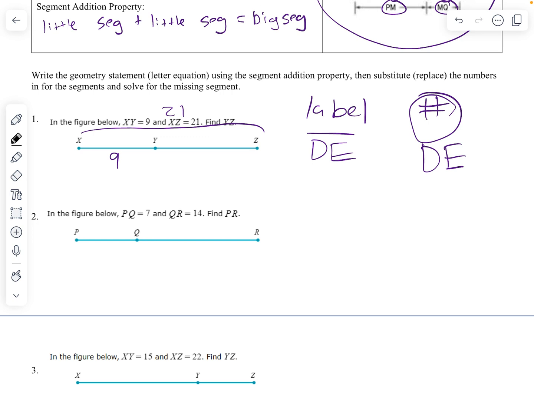So I would say that it would be, oops, I drew the wrong thing. There we go, 12, because 9 plus 12 is 21. So I just did some subtraction there to figure that out.